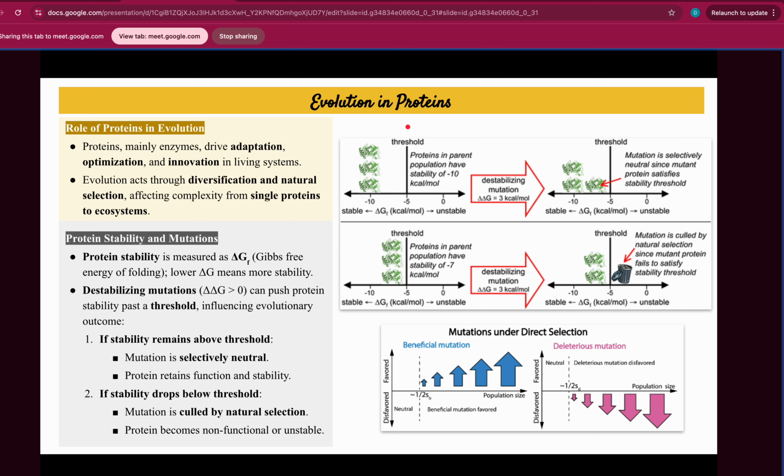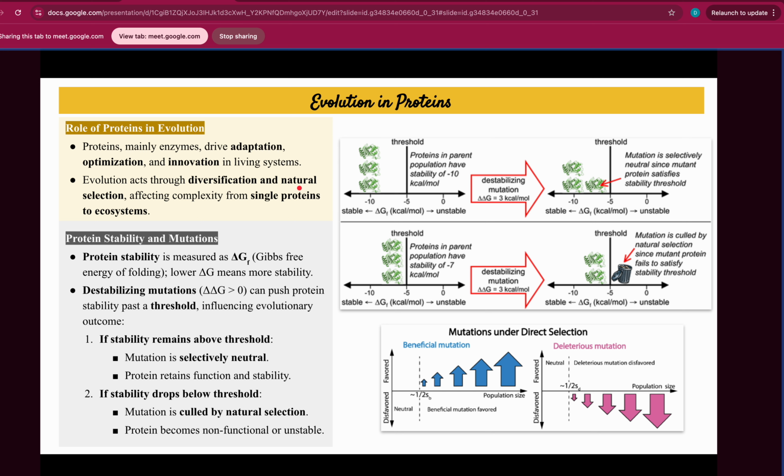So now if we talk about the evolution in proteins, how the proteins have evolved: mainly enzymes have shown evolution throughout time, and they drive adaptations, optimization and innovation in living systems. If we look around and compare human beings to primitive organisms, starting from the prokaryotes, then we can see that there are multiple adaptations through time, mostly in the enzymes or in the proteins which give rise to multiple enzymes. So different machinery have advanced, and the basis for that is evolution, and mainly the proteins which evolved were the enzymes. So evolution acts through diversification and natural selection.